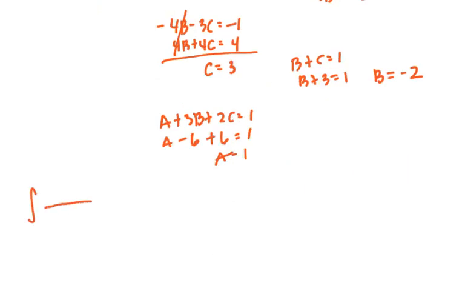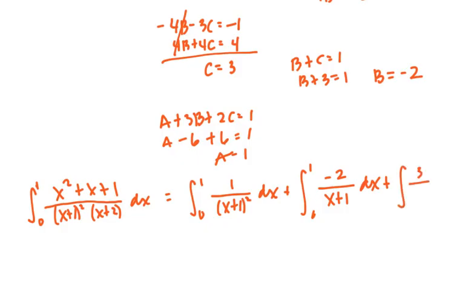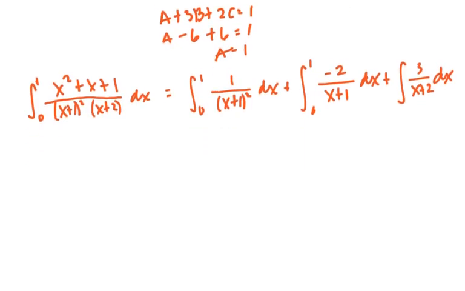So now we have the integration from 0 to 1, x squared plus x plus 1 over x plus 1 squared over x plus 2 equals the integration from 0 to 1, and we have a over x plus 1 squared, and a is 1 dx, plus, I'm going to write them as separate integrals, 0 to 1, b, which is negative 2, over x plus 1 dx, plus c, which is 3, over x plus 2 dx. So this is several u subs.